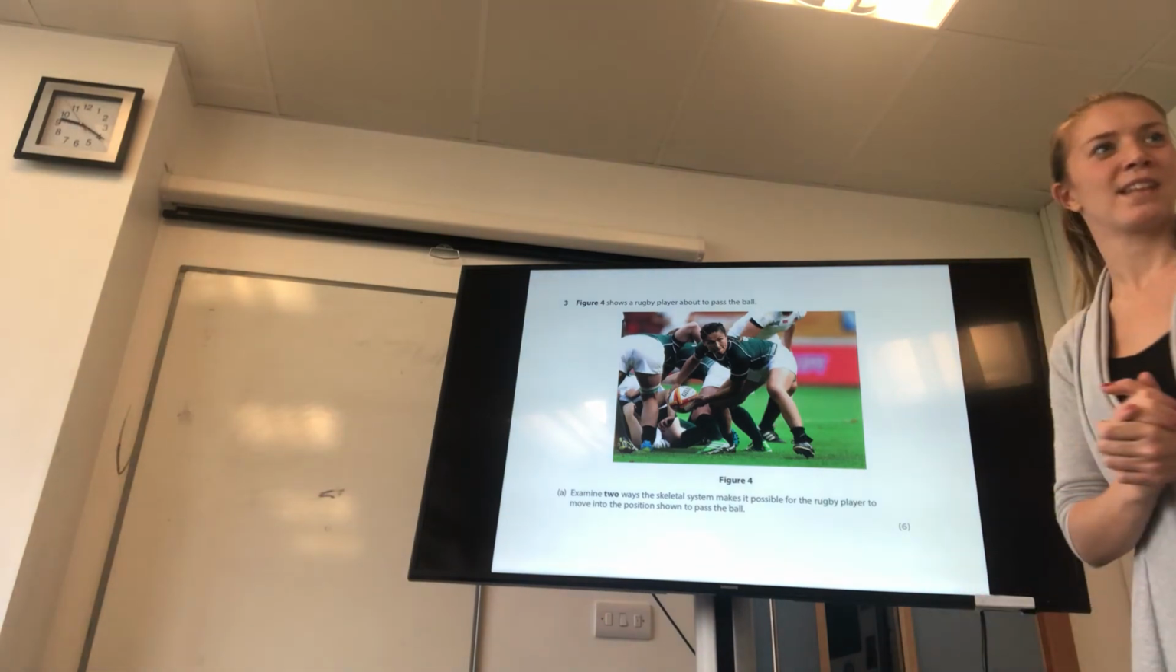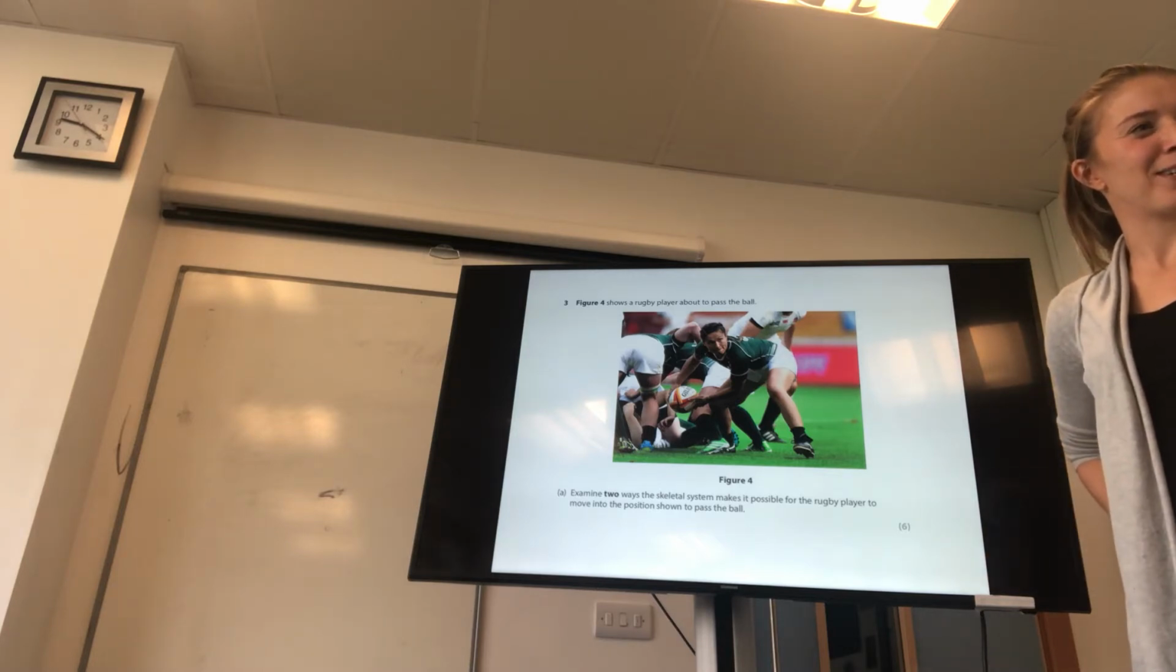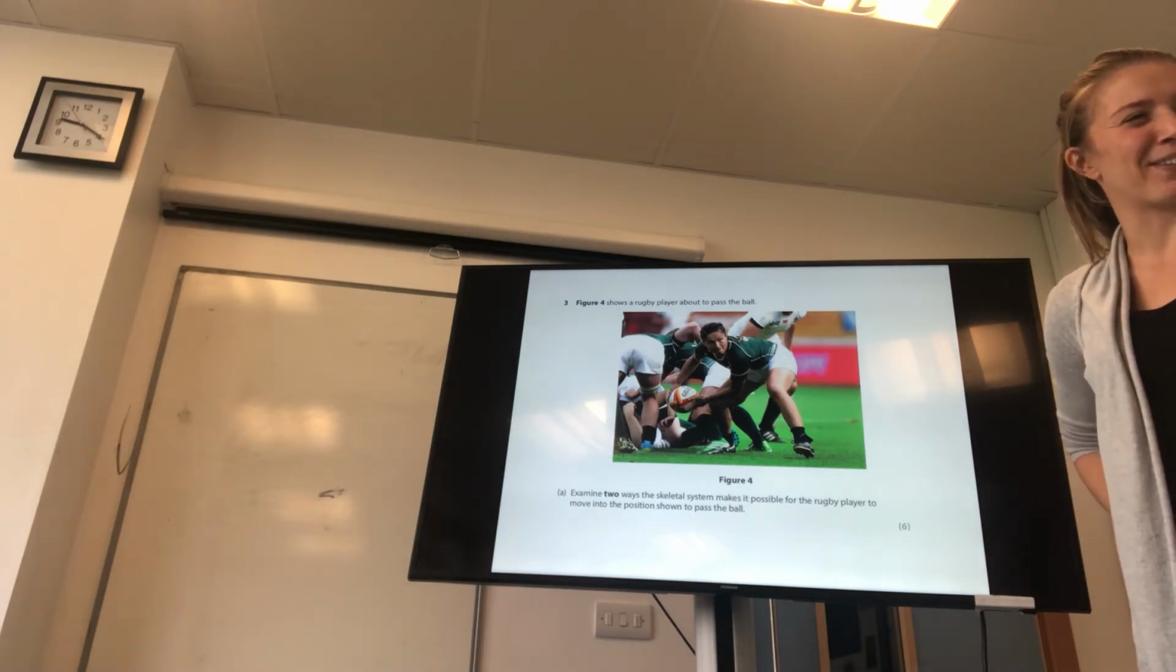That's fine then. Okay, but that's not a function of the skeletal system. That's movement? Not helping you, it's an exam question. Yeah. Try to do it first and then we'll discuss it.